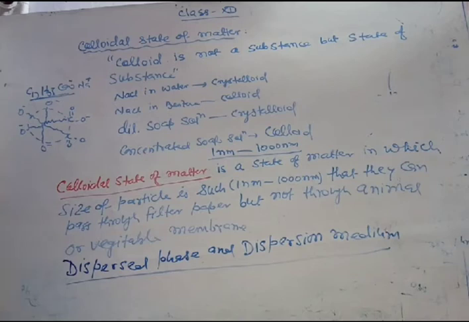Now, how will you define the colloidal state of matter? The colloidal state of matter is defined as the state of matter in which the size of the particle is between 1 nanometer and 1000 nanometer, such that they can pass through filter paper but not through animal membrane or vegetable membrane or parchment paper. Is it clear?